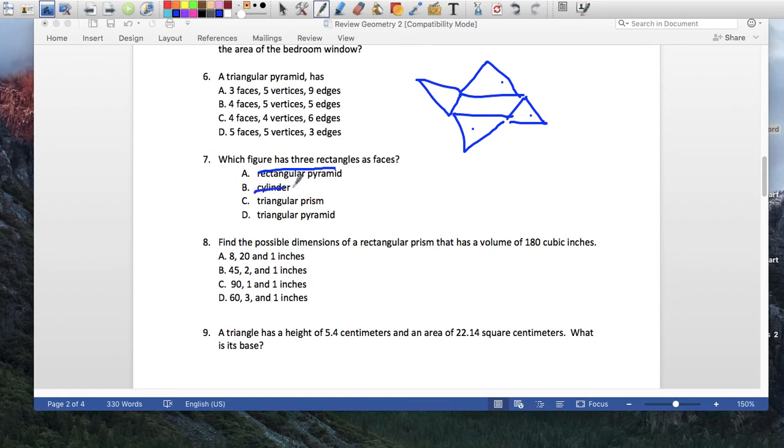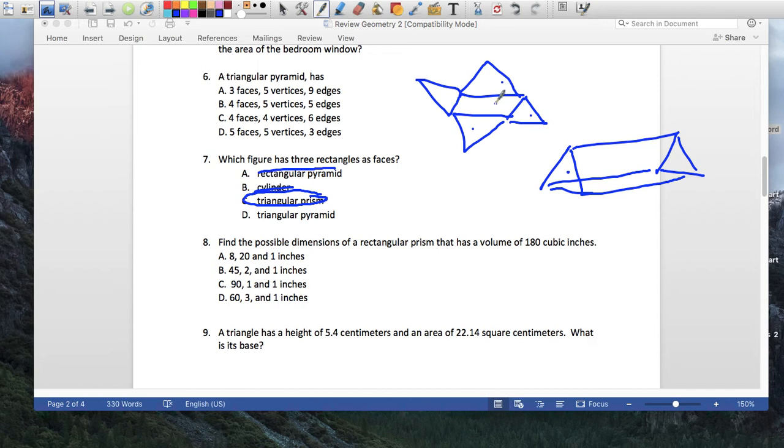A cylinder, definitely out. Triangular prism. Does a triangular prism have 3 rectangles? Well, a triangular prism is something like this. Think of a tent. Does it have 3 rectangles? Well, it's made of 2 triangles, one in the front, one in the back, and 3 rectangles. So that's definitely it. It has 3 rectangles.